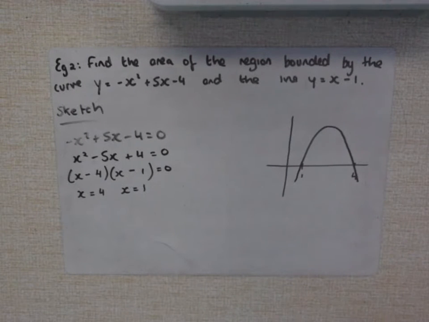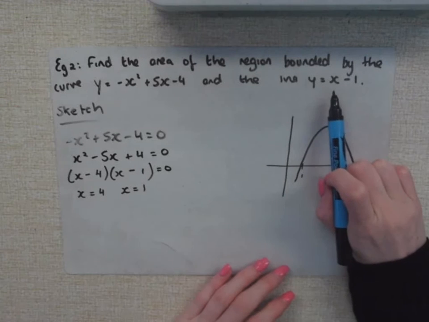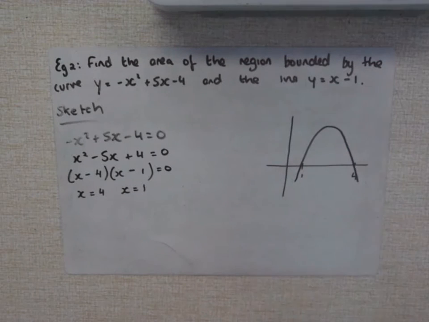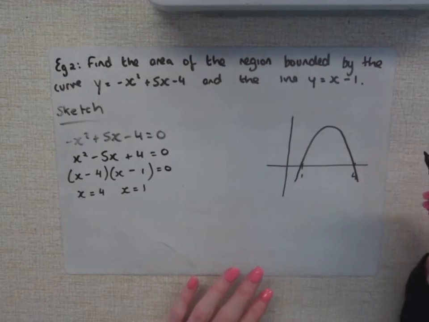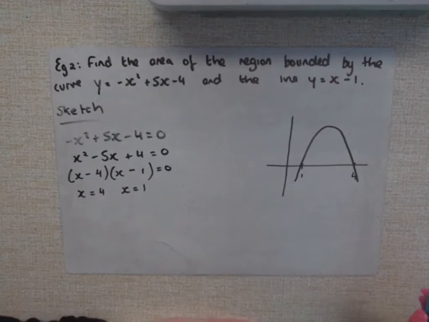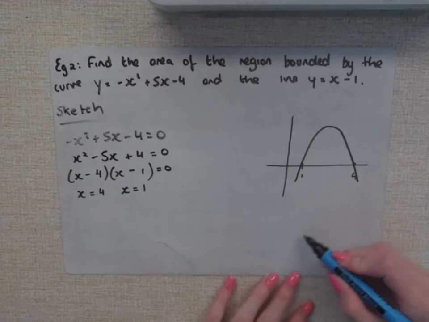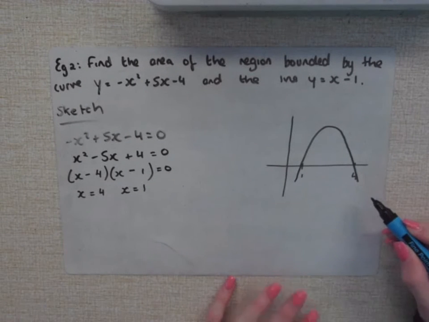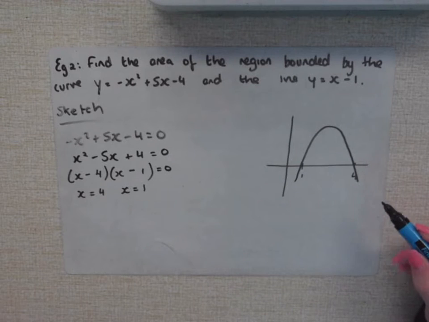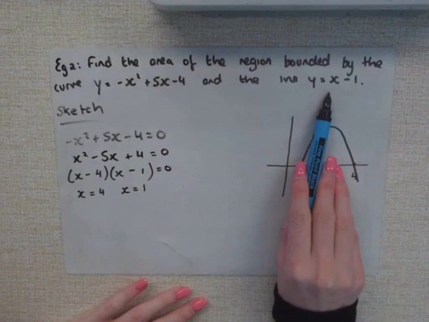Now have a look at that line, y equals x minus 1. Does that have a positive slope or a negative slope? Remember, your slope is y equals mx plus c, so the m. So is that positive or negative? Positive. So it's going from left to right, up. Now, I don't know where they cross, but I can find where they cross. I know basically my line is going like this.